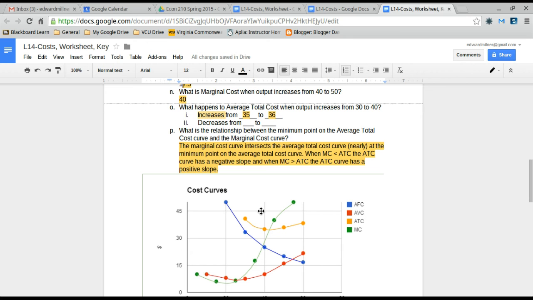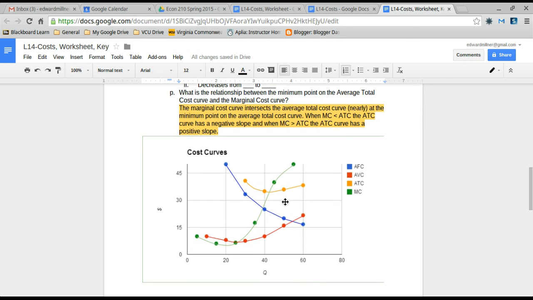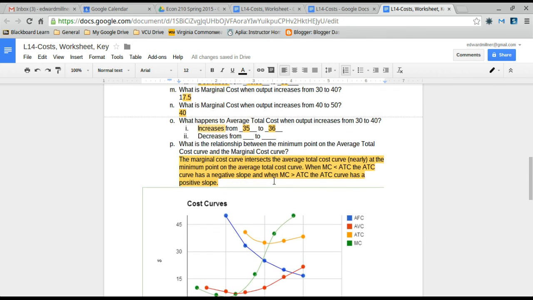When quantity goes from 40 to 50, the marginal cost is 40. So here's a marginal cost of 40. The average total cost goes from 35 to 36 in that range. It goes up a little bit, not much of it, but it's an increase. Whenever marginal cost is above the average total cost, the average total cost curve has a positive slope.